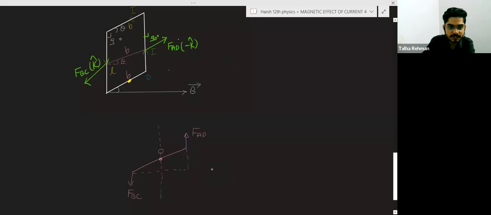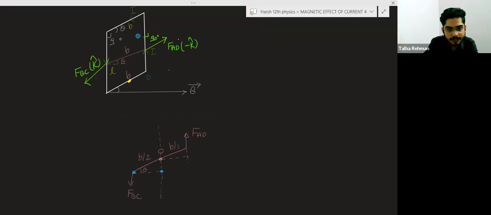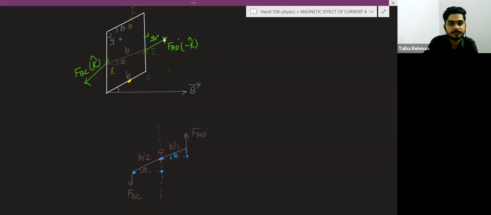So this distance is V by 2, and this angle is theta. And what do you want? You want this distance and this distance. So remove this. We want this distance, from here to here. And this angle is also theta.